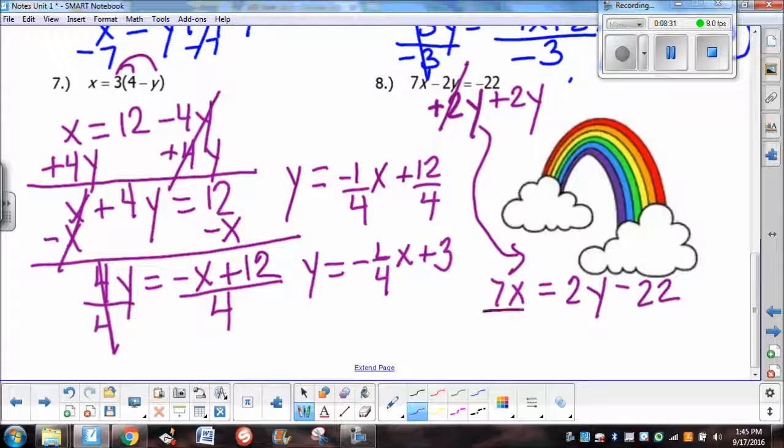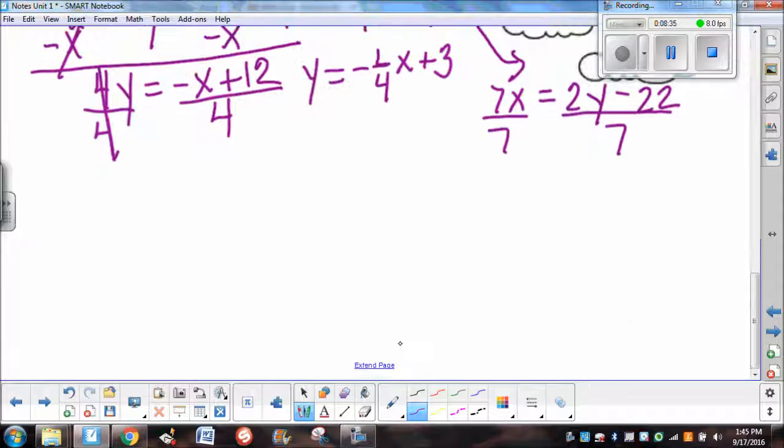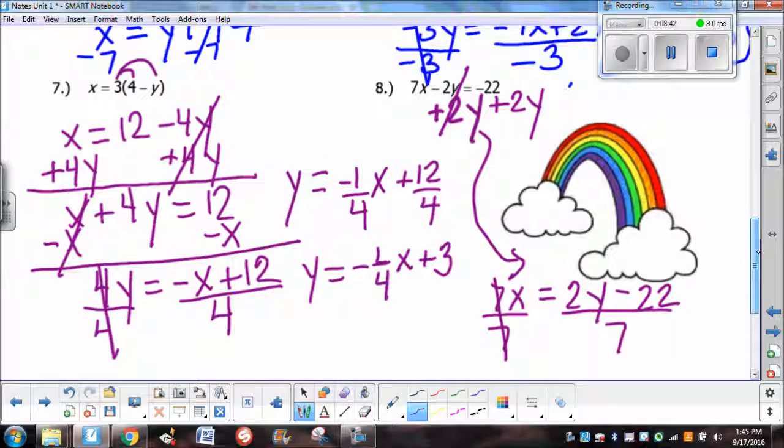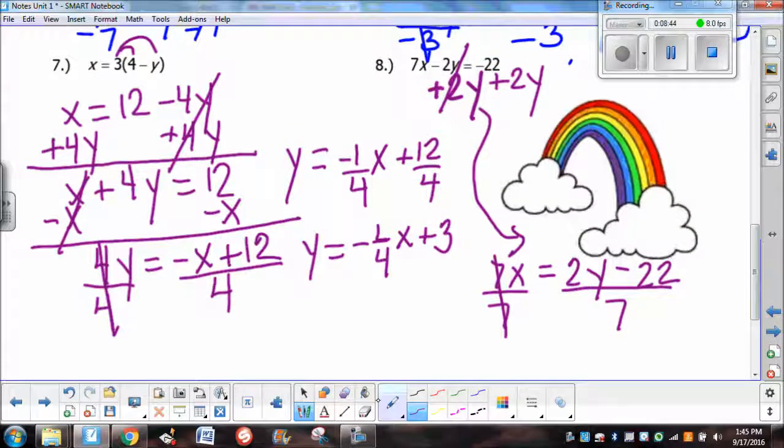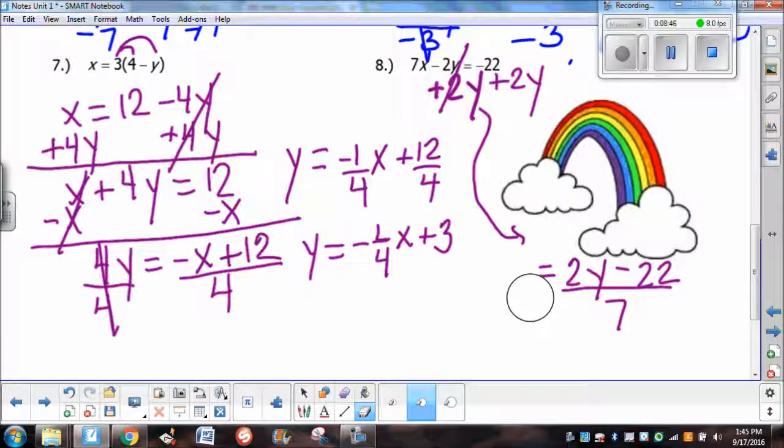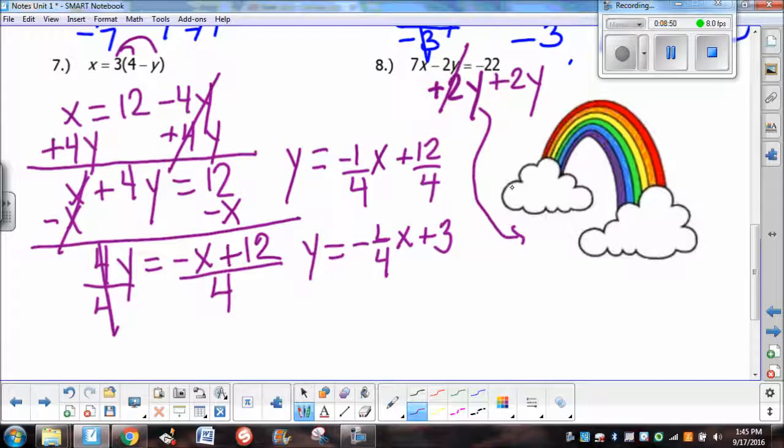Now let's divide everything by 7. So if I simplify, I got to back up on that one. Let's back up. Got to erase. I made a mistake. We're okay. So we have 7x equals 2y minus 22. I forgot what we were solving for. Remember, we're solving for y. So add 22 to both sides.